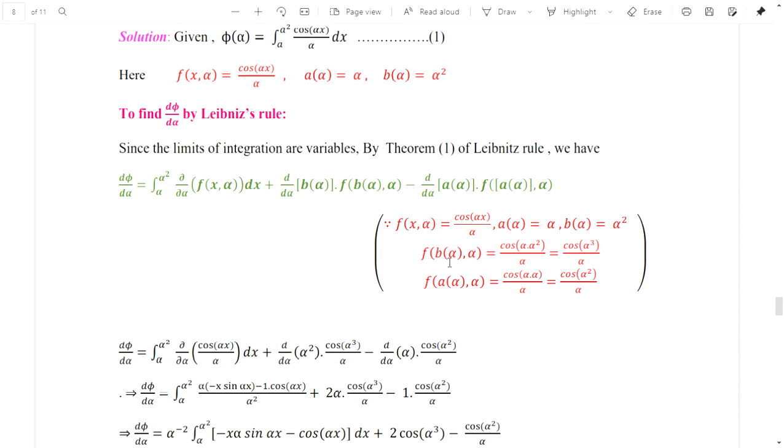So f of alpha squared comma alpha is equal to cos of alpha into alpha squared whole divided by alpha, that is equal to cos of alpha cube by alpha. Similarly, in the formula we have f of a of alpha comma alpha also. So let us find its value.